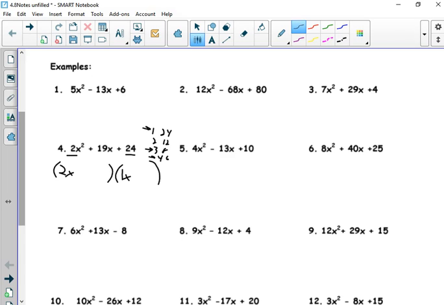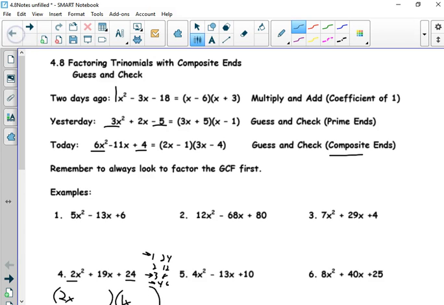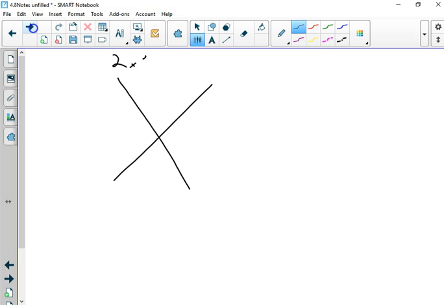Now, real quick, I know you guys at your schools do the X games method, right? ABC. So that is where you put, let's see, we had 2x squared plus 19x plus 24. 2x squared plus 19x plus 24, right?